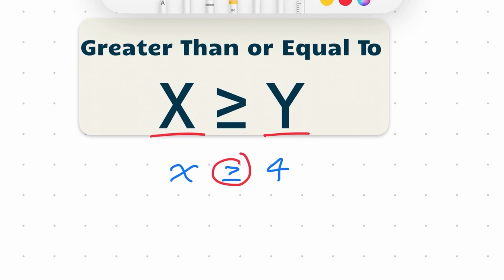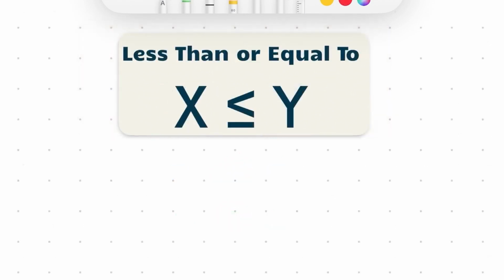Another example would be 2 is greater than or equal to 2. Okay, remember that this is or equal to. So if I said that 2 is greater than or equal to 2, that would hold this inequality to be true.